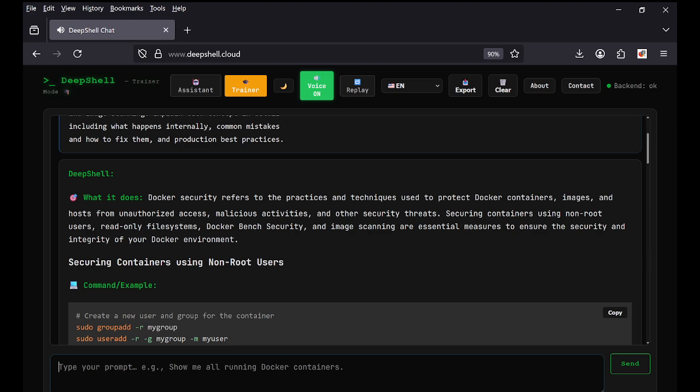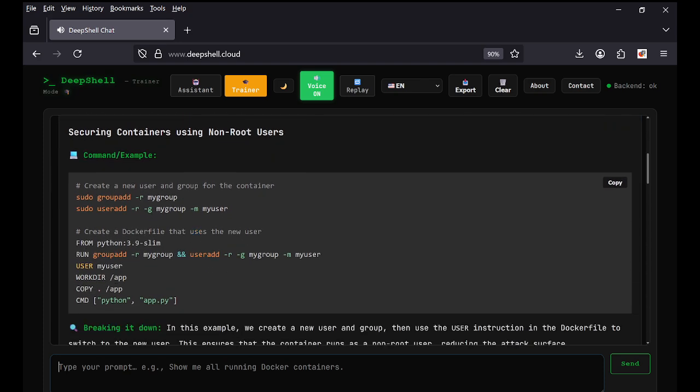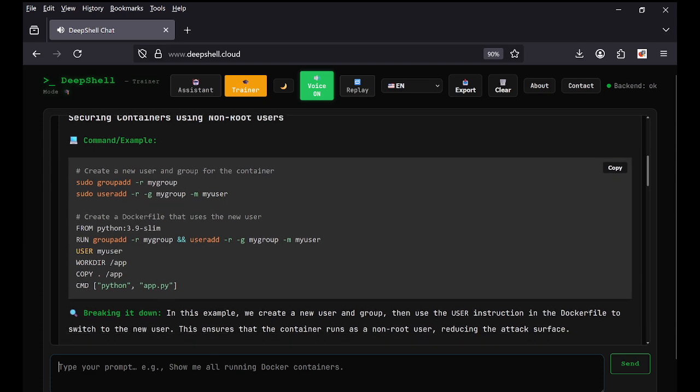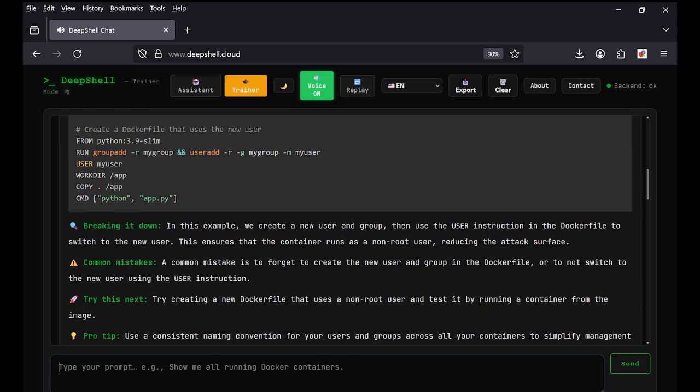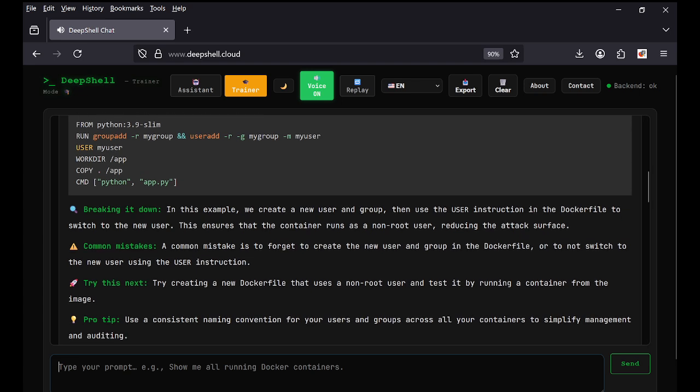Securing containers using non-root users. Command/example. Breaking it down. In this example, we create a new user and group, then use the USER instruction in the Dockerfile to switch to the new user. This ensures that the container runs as a non-root user, reducing the attack surface.